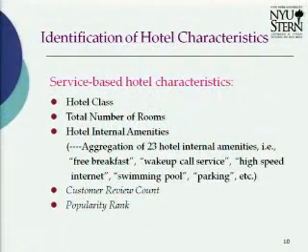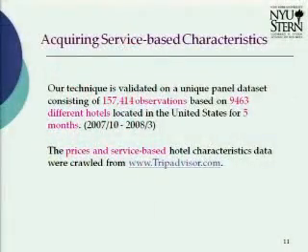For service-based, it contains hotel class, which refers to the number of stars, and the total number of hotel rooms; hotel internal amenities, which refers to, for example, free breakfast, wake-up call service, high-speed internet, and etc. And also, it contains a customer review count and popularity rank. The last two characteristics, we identify them in a slightly different way, which I will come back to next slide. So after we know what service-based characteristics we want, we collect those corresponding data.